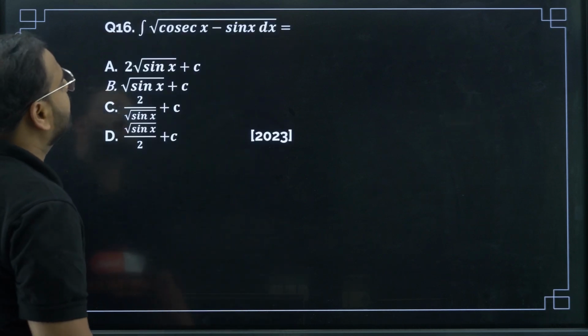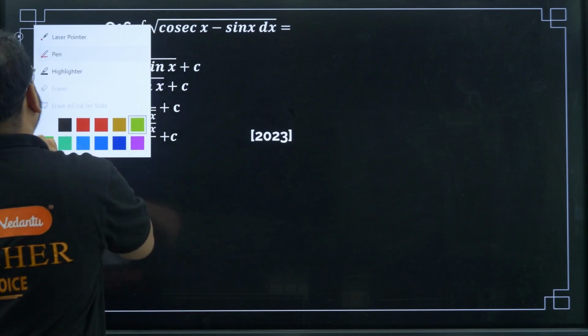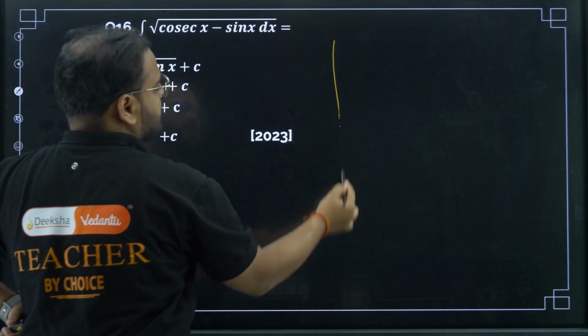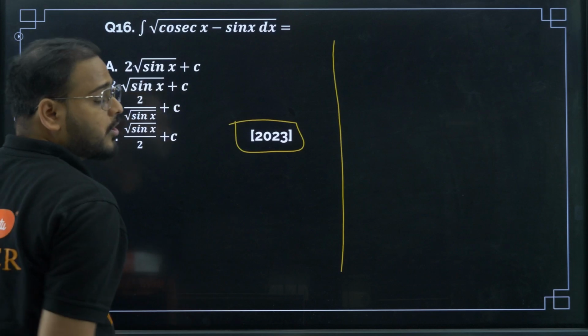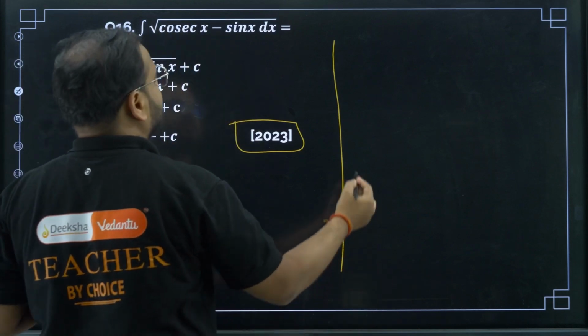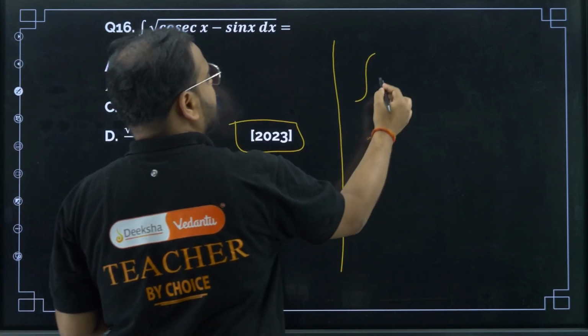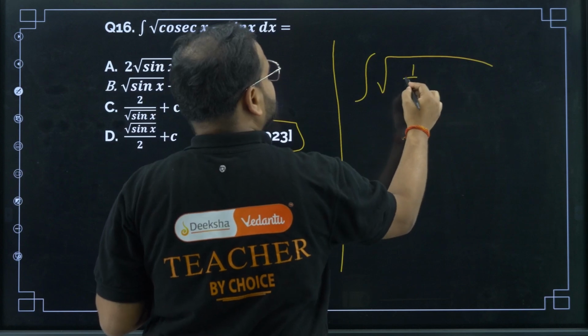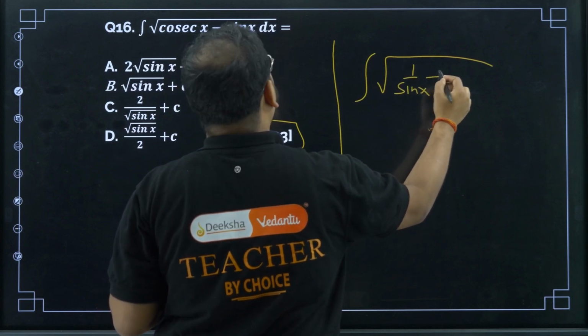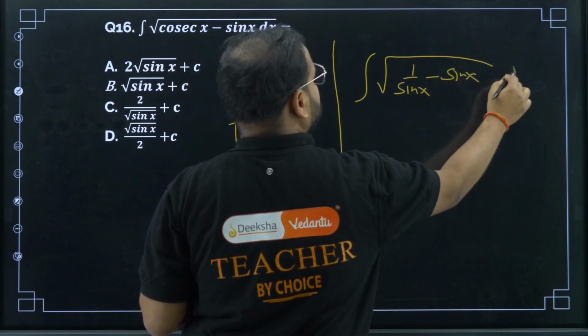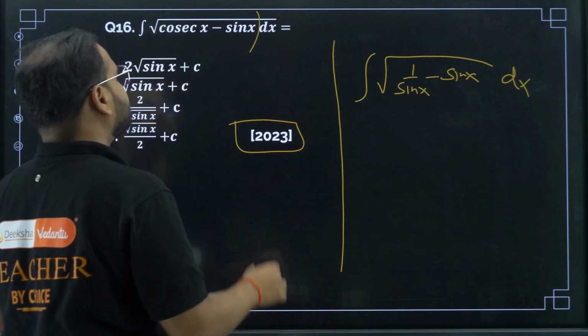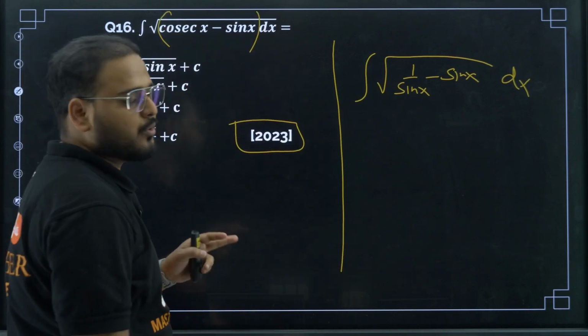Question number 16. Okay, again a very simple question. Let's do them very quickly. See, asked in 2023. So not all the questions asked in integration are difficult. How to solve it? Tell me. 1 by cos x, secant, right? Cos x I write as 1 by sin x, sorry, minus sin x. Actually, dx is outside. This dx is outside, no problem.